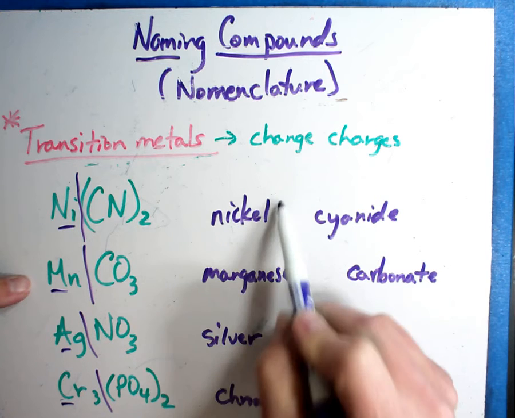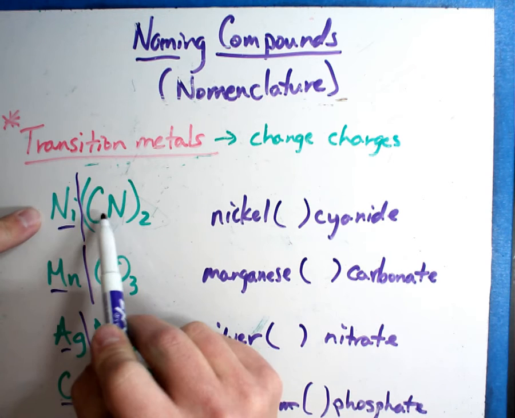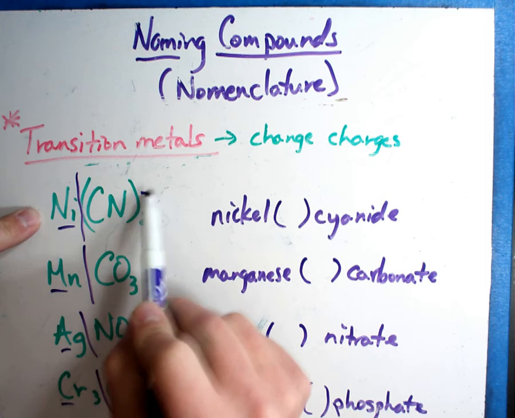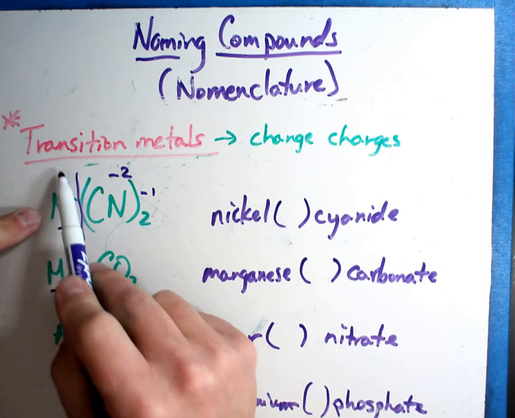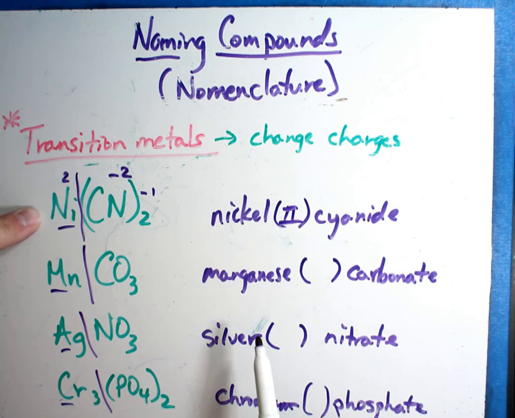So I have to figure out my Roman numerals that go in the middle of each of these names. So when I cut it in half, cyanide is -1, -1 times 2 is -2, so the front half has to be a 2. Nothing to divide by, so nickel is a 2. Nickel 2 cyanide.